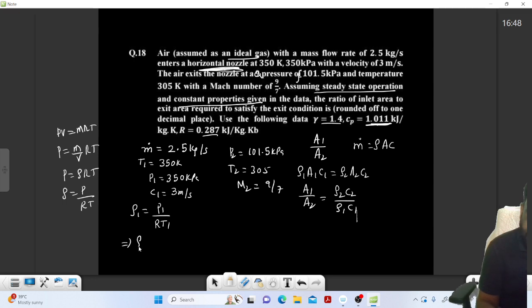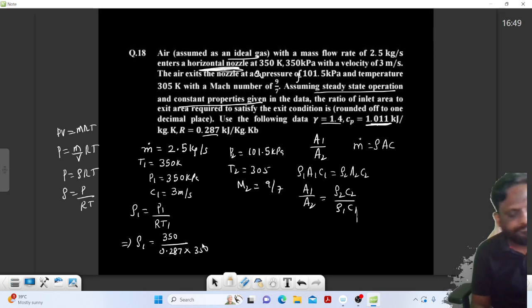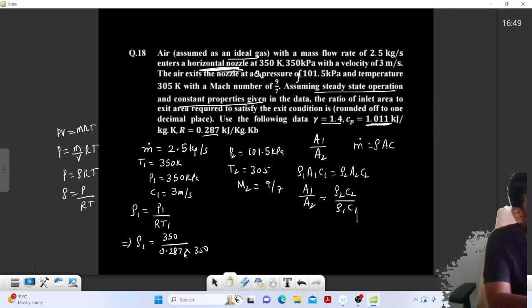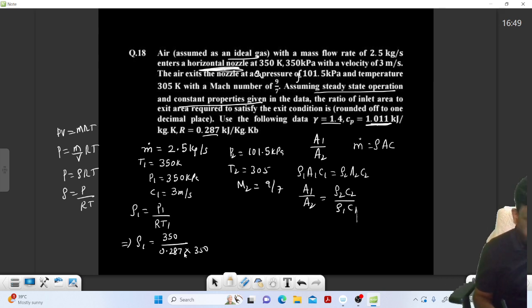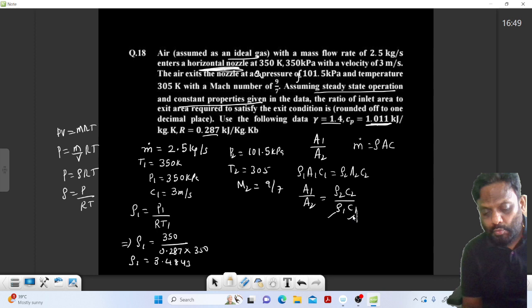So let me calculate the inlet density. P1 is 350 kilopascal. For air, R is 0.287. Temperature is given as 350. I'll use ready-made values which I have obtained. So 350 divided by this gives rho 1 equal to 3.4843. Rho 1 is known. C1 is already given. Now, I want rho 2.